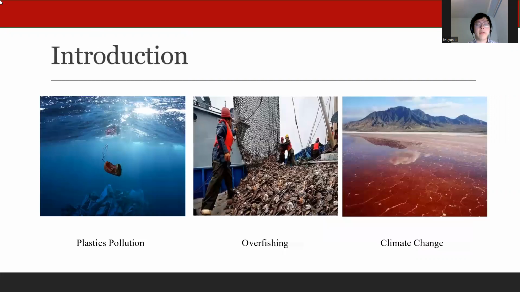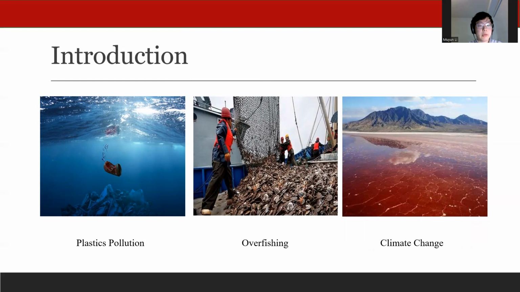Okay, so let me just start from the background introduction. As we all know, the ocean plays a significant role in adjusting the global temperature, balancing the weather, and also providing resources to humans. But many people aren't aware of such a relationship between humans and oceans. So the balance between humans and the ocean is easily broken.